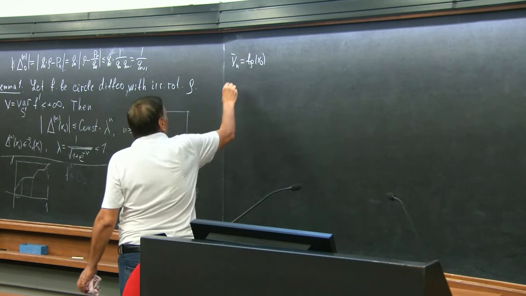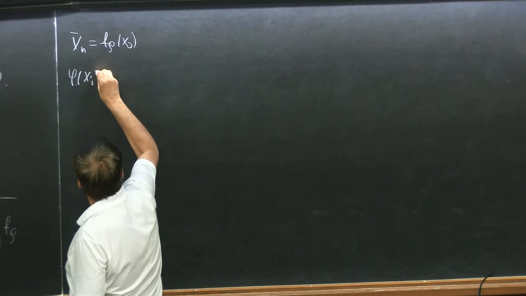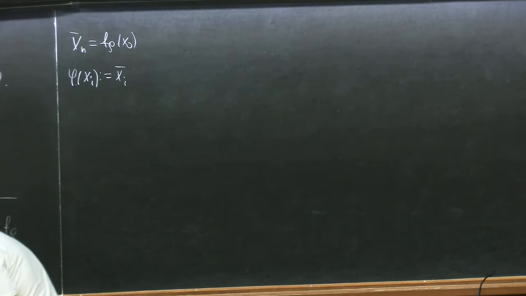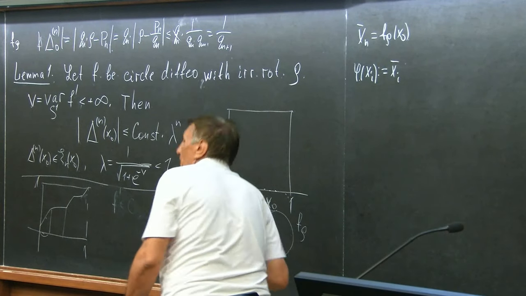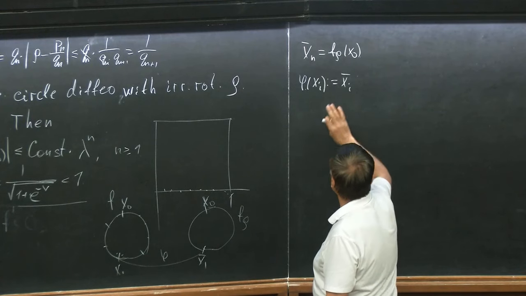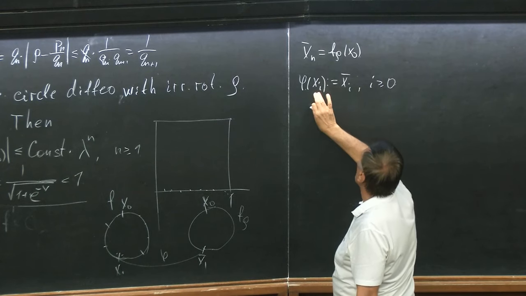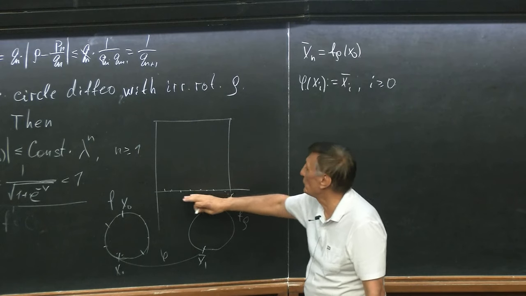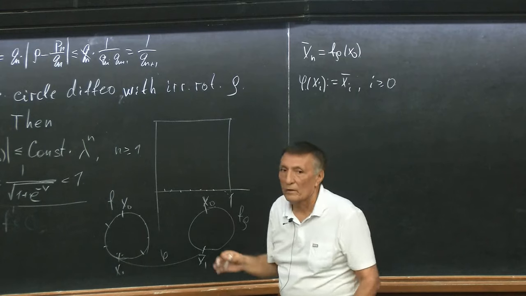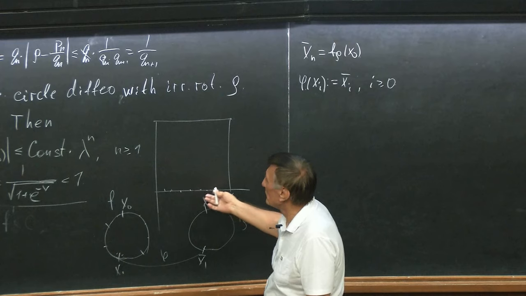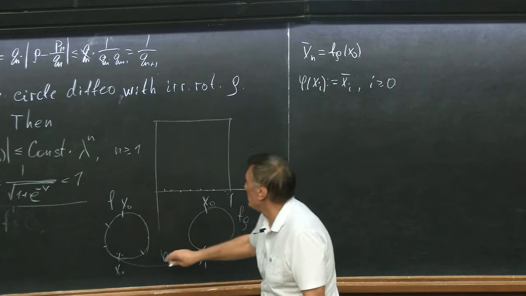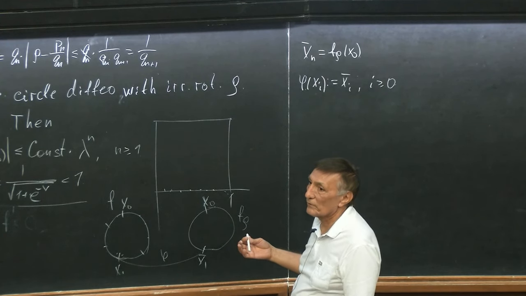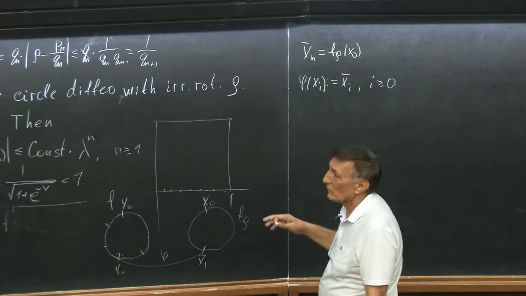And now we can define the conjugating map phi in the following way. We set phi of xi as xi bar. For example, if x1 is at this point, we define phi as x1 bar, orbit to orbit. So we define this function for all points of the orbit. Now, this function is defined on a countable set, which is dense. And second, this function is increasing, because the orbit of x0 by f and the orbit of x0 by f rho have the same order.